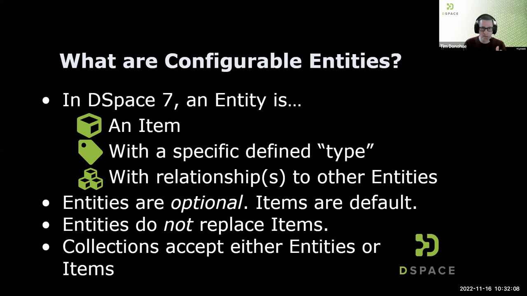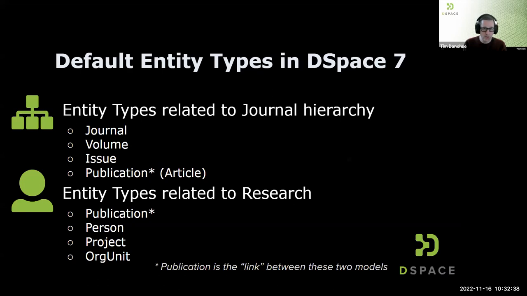But it's worth noting just a couple highlights here. Entities are a new type of item. They're still an item, but a new type of item where you can actually define a specific type. They're completely optional, but they're useful in that you can define relationships between one entity and another entity. And they don't replace items altogether. You can still use items. And collections do need to be aware of entities, so usually a collection will accept either an entity type or a regular item. We do have some out-of-the-box entities. We showed these off a little more yesterday, but these are what are available out of the box.